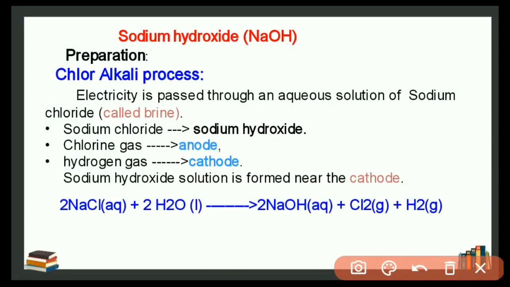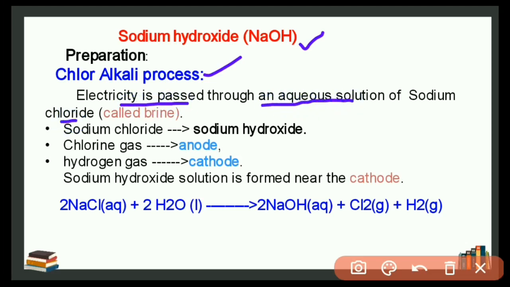Sodium hydroxide, its formula is NaOH. Its common name is caustic soda. We can prepare it by the chlor-alkali process. In this process, we make a brine solution, which is a dilute solution of NaCl, and pass electricity through the aqueous solution.